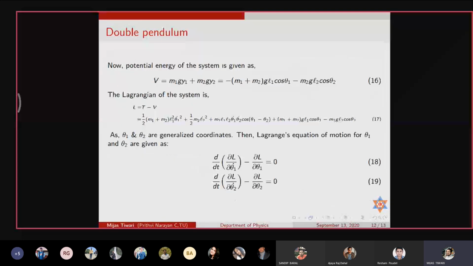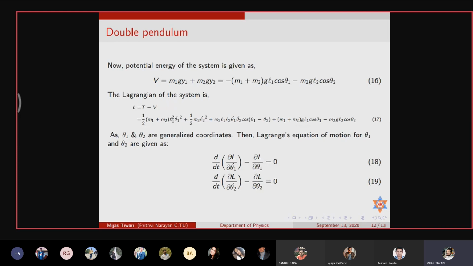Now the potential energy is simply given by m1 g y1 plus m2 g y2. Here we have substituted the values of y1 and y2 and have equation number 16. Here I have not shown the detailed mathematics because it would take a long time. Therefore, I have only written the final equations, and I'm sorry for that. If you want the detailed equations, I can provide you the notes. The Lagrangian of the system is given by L equals T minus V, and now we substitute the values of 15 and 16 in L equals T minus V, and we have equation number 17.